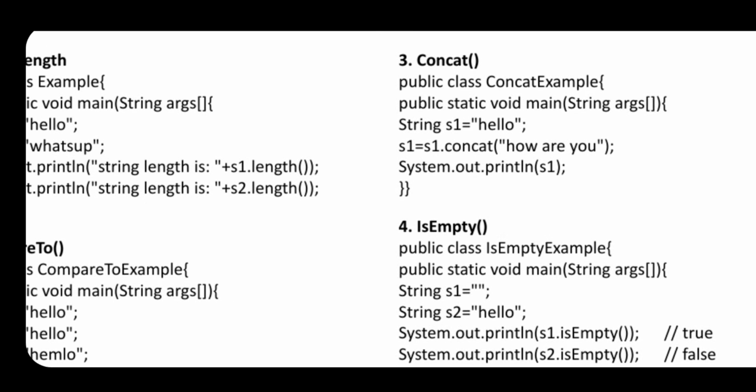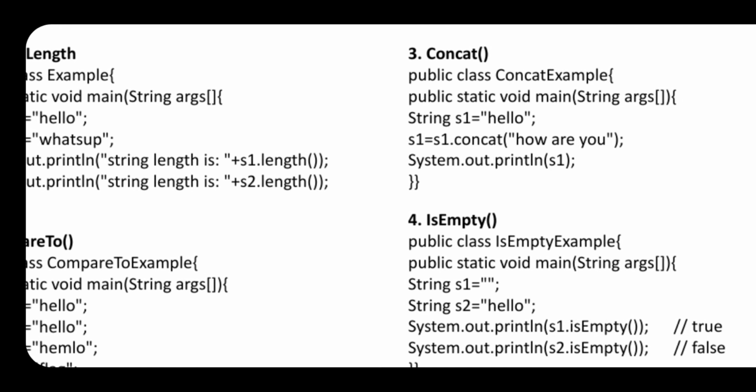Then we can go for concatenation. Concatenation, what do you have here? public static void main, within the brackets, String s1 is equal to Hello. s1 is equal to s1.concat How are you.